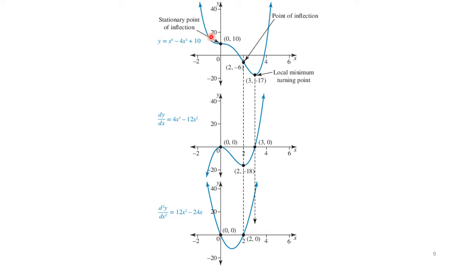How do I know? Well, looking at this curve, you can see the concavity has changed. It was concaving up, now it's concaving down. But the second derivative also proves this fact, because before this point, you can see we've got positive second derivative, and then we've got negative second derivative after that point.